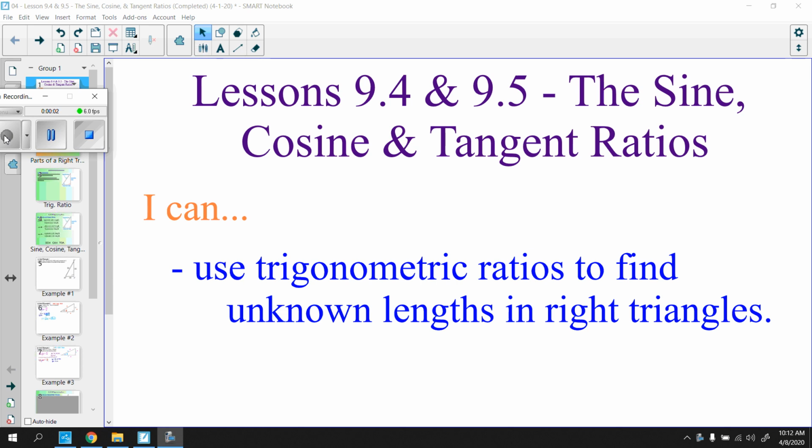Okay, here we are. We're back at it. This is the lesson 9.4, 9.5, part 2 lesson. Still working with sine, cosine, tangents, our introduction to right triangle trigonometry. So just rolling through what we looked at last time. If you need more detail, go back and watch the part 1 video.